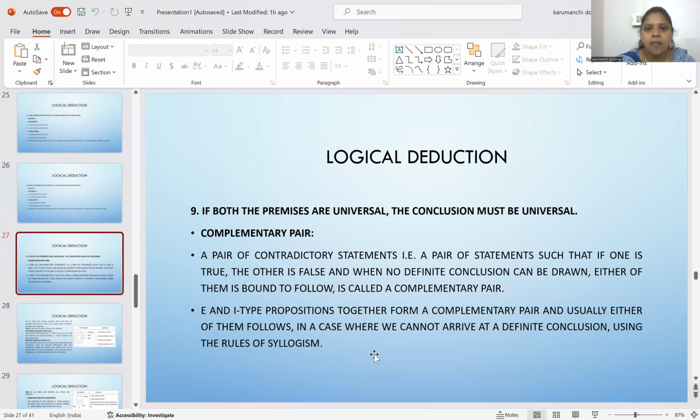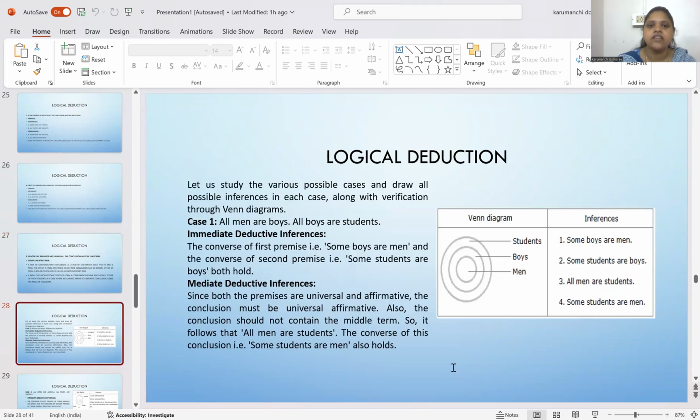A complementary pair is a pair of statements such that if one is true, the other is false, and when no definite conclusion can be taken out of those statements, either of them is bound to follow. E and I type propositions together form a complementary pair, and usually either of them follows in a case where we cannot arrive at a definite conclusion using the rules of syllogism. Here we are using verification using Venn diagrams.